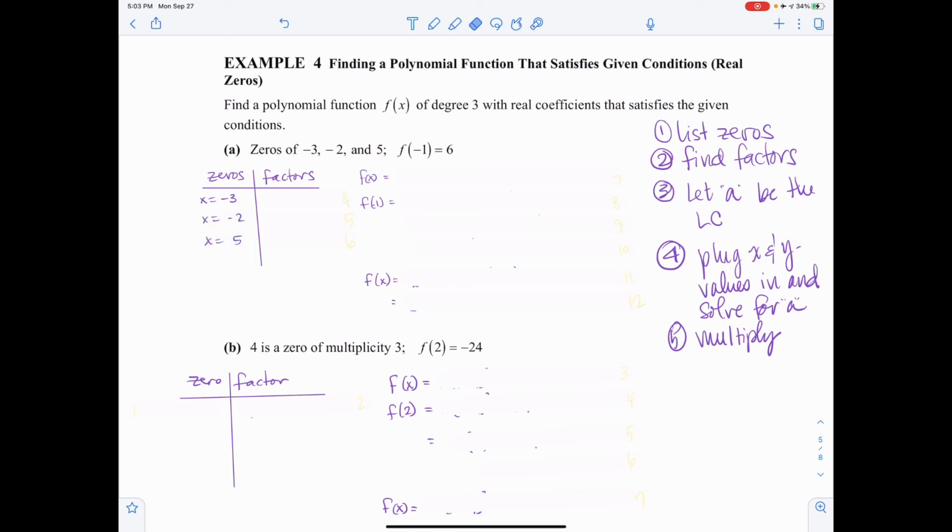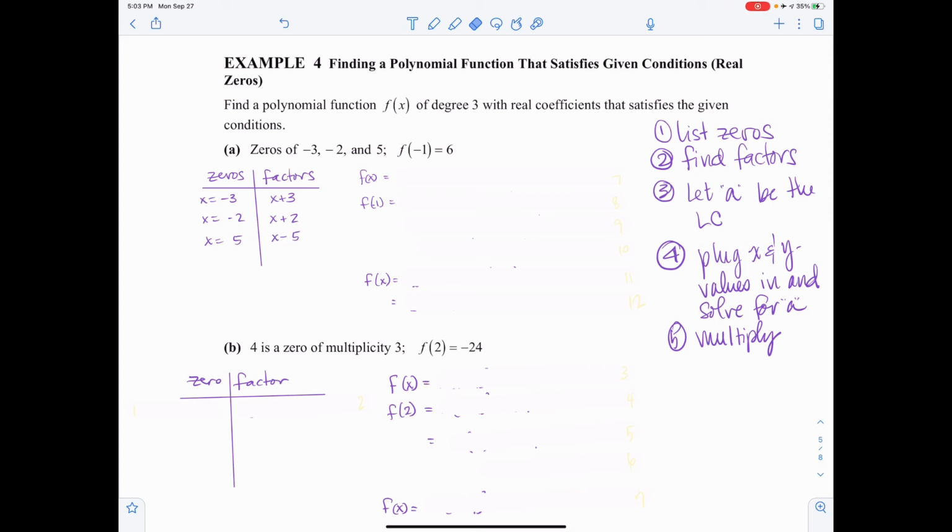The next thing I'm going to do is, even though it doesn't tell me to do this, find my factors. The reason is I need factors to be able to find my polynomial. If we take each one of these and turn them into factors, we'll have x plus 3, x plus 2, and x minus 5. These are my three factors.